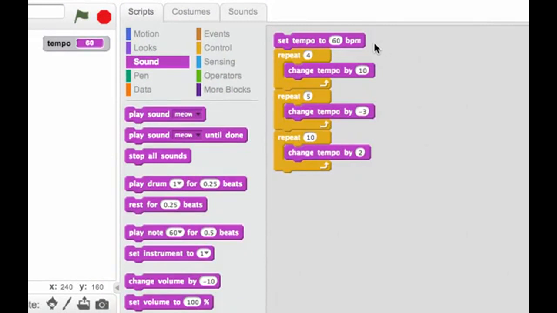I set the tempo to 60. I repeat 4 times, changing the tempo by 10. I repeat 5 times, changing the tempo by -3. I repeat 10 times, changing the tempo by 2. Let's look at that piece by piece.